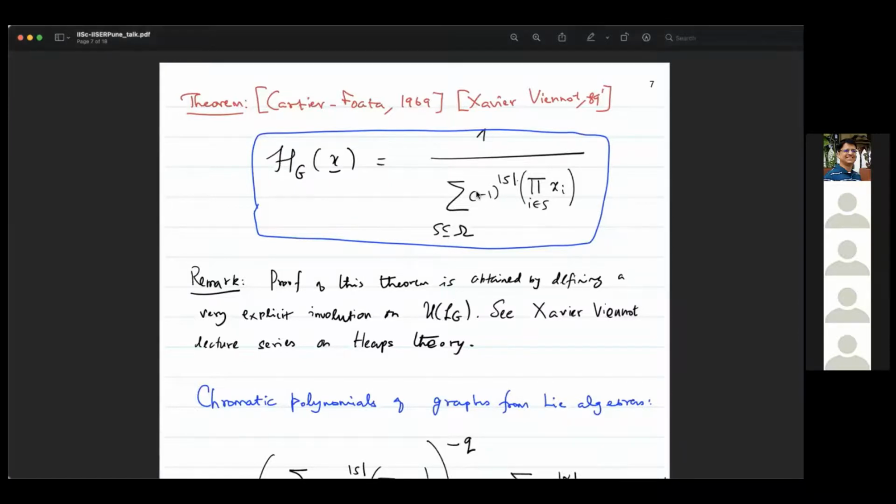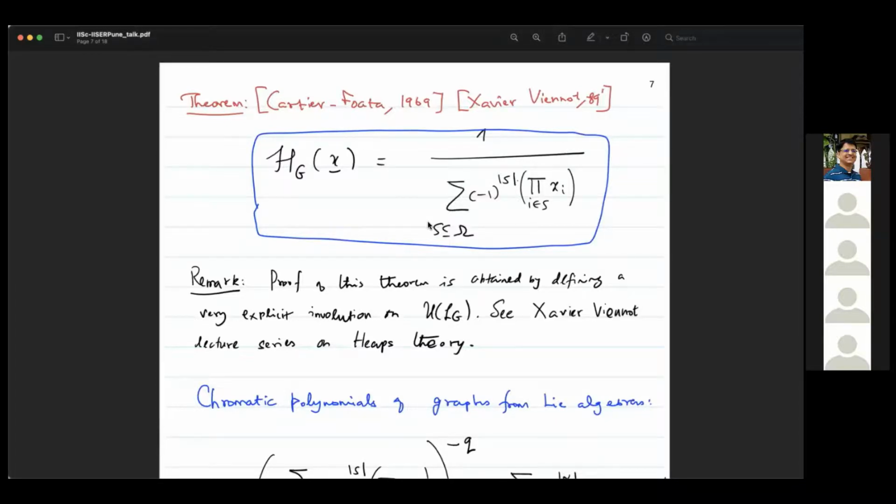So again, one can prove this very explicitly by giving some involution map on this universal enveloping algebra. This can be found in the Xavier Viennot lecture series on Hilbert series theory. That's where I learned this proof. So basically, you take this sum-side product with this H_G of x bar, and you just prove that it is equal to 1.